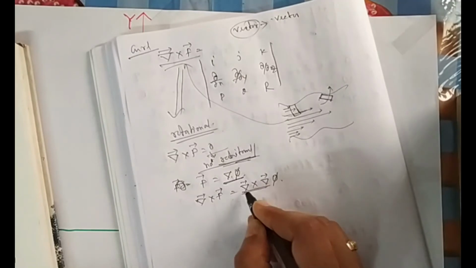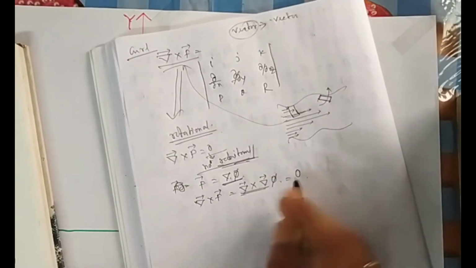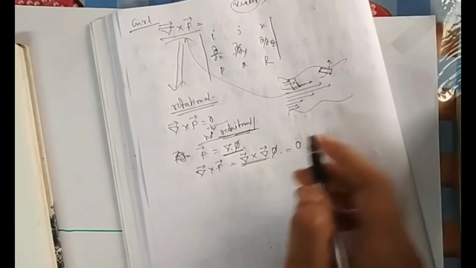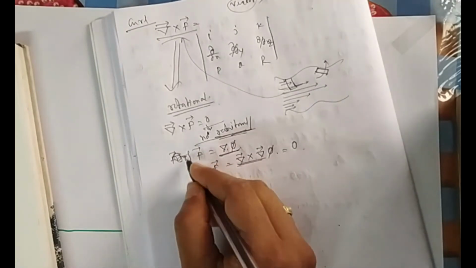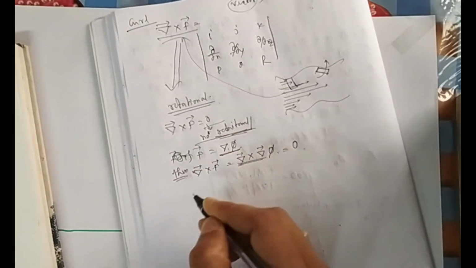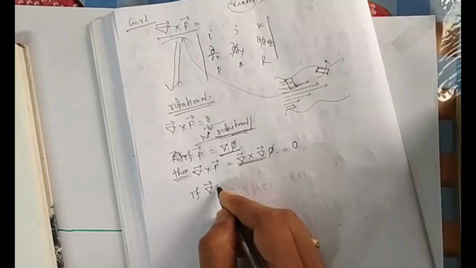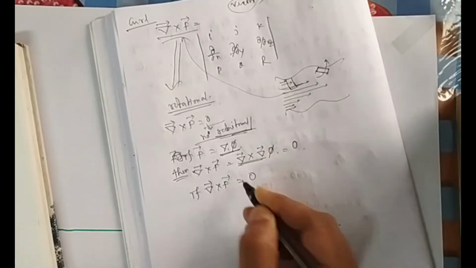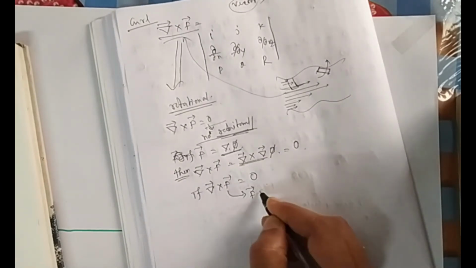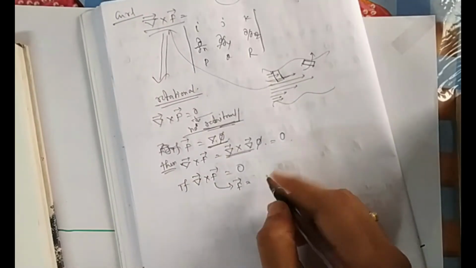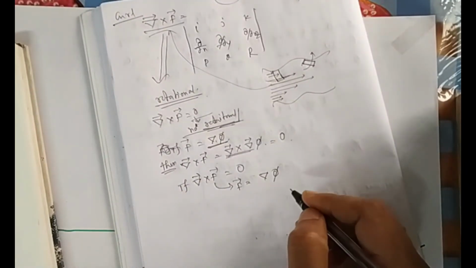Now what is the same? Del cross del is always 0. So the answer is 0. So if this is, then this. So we can write it in reverse also. If the curl is 0, that means we can say f is not originally a vector, it was generated from some scalar.